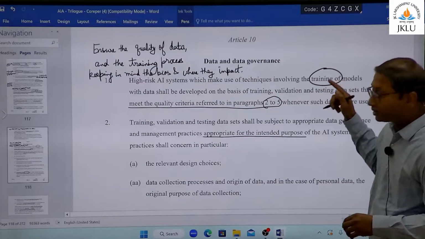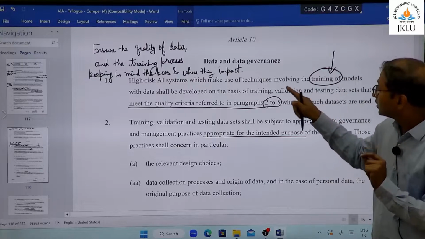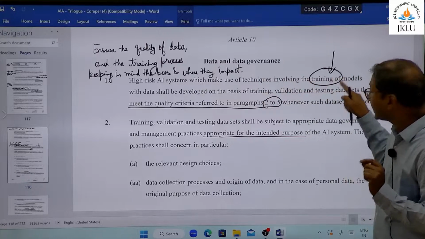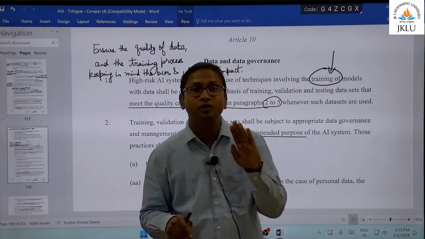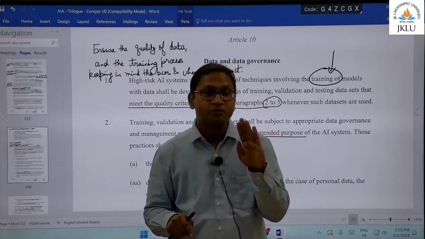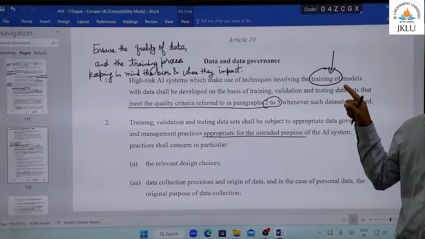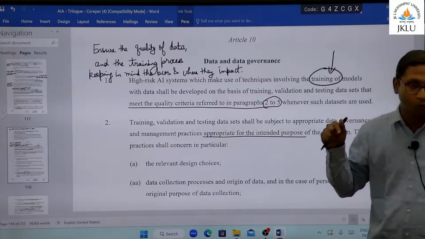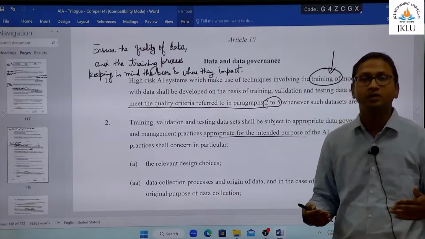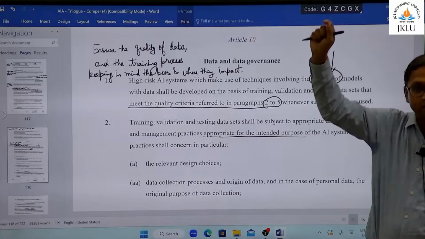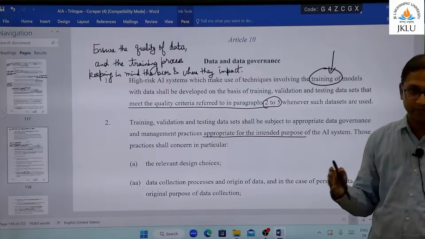We are talking about training specifically here, right? Techniques involving the training of models. You could have AI systems where training is not required. Okay? Earlier methods, like those devised before machine learning, did not really require it. Those logic based methods don't really require training in the way we understand it today.